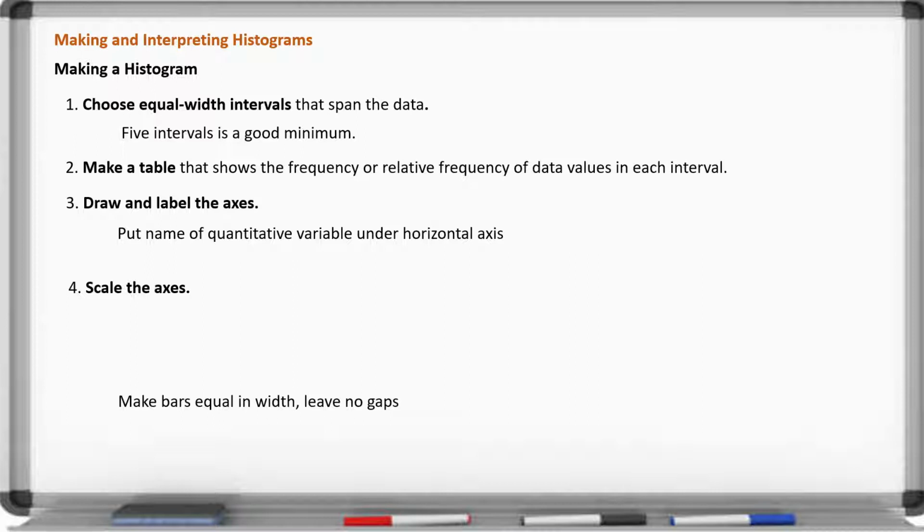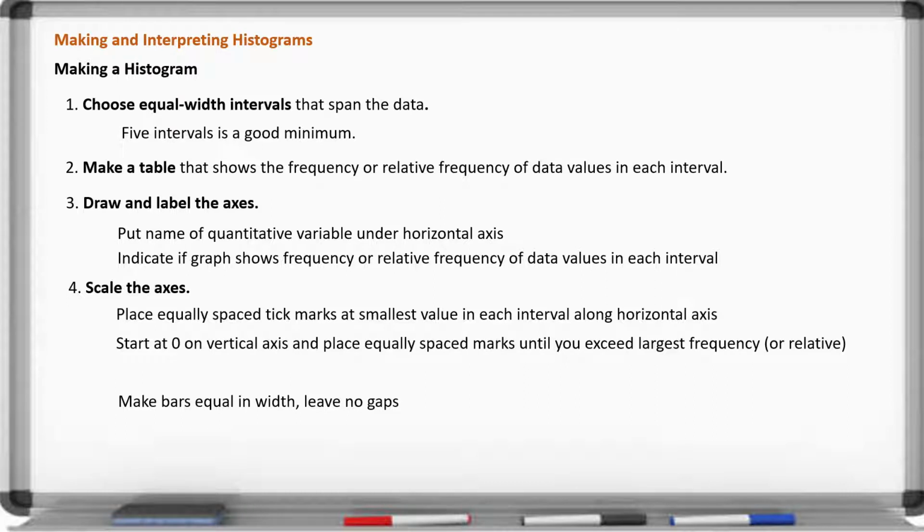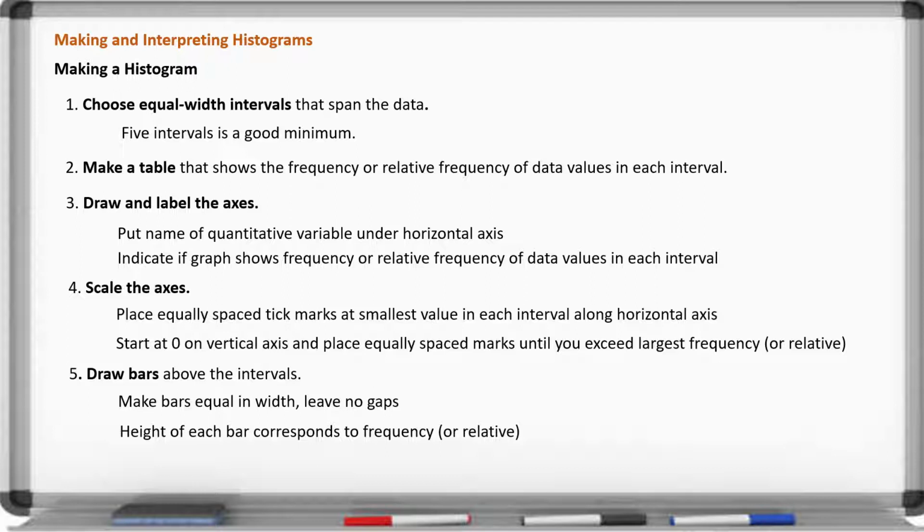For labeling the axes, make sure you put the name of the quantitative variable under the horizontal axis. Indicate that the graph shows frequency or relative frequency of data values in each interval. When you scale the axes, place equally spaced tick marks starting at the smallest value. Make sure you start at 0 on the vertical axis, and place equally spaced marks until you exceed the largest frequency. Then, the last step is to draw the bars, ensuring that they're equal in width and that the height of the bar corresponds to the actual frequency. Intervals with no data values should still be present in the graph and will appear as a bar of height 0.